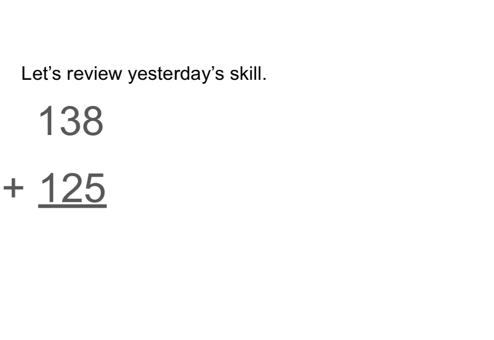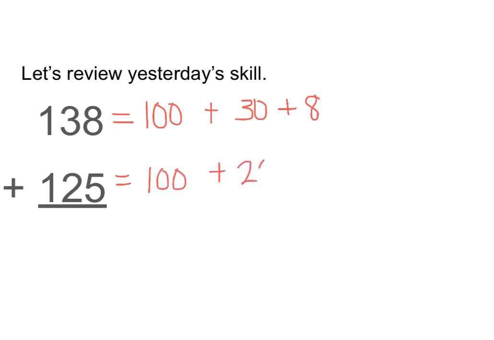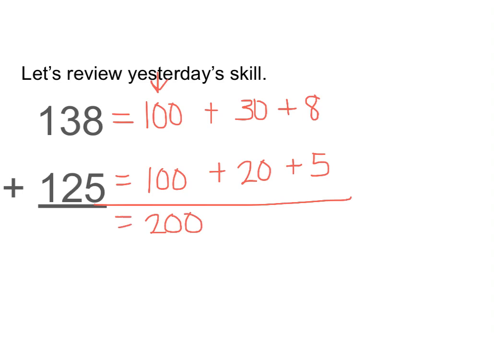Let's review some of what we did yesterday. 138, so we'll expand 100 plus 30 plus 8. Expand 100 plus 20 plus 5. As we look at this, we can tell the answer is going to be in the 200s because the tens column have low numbers. So 200 plus 50, 8 plus 5.